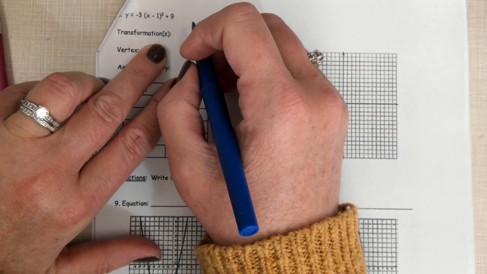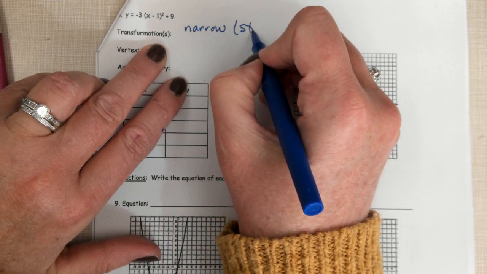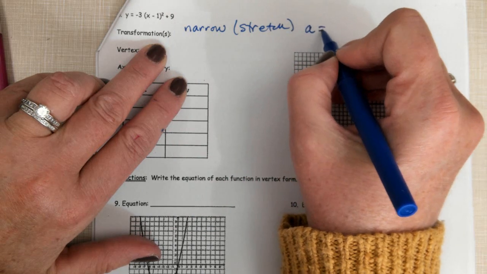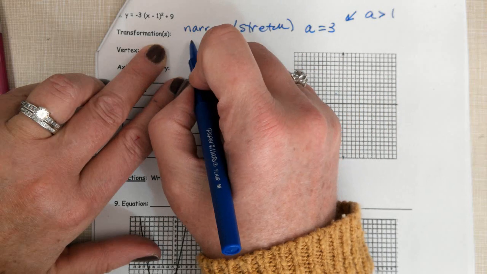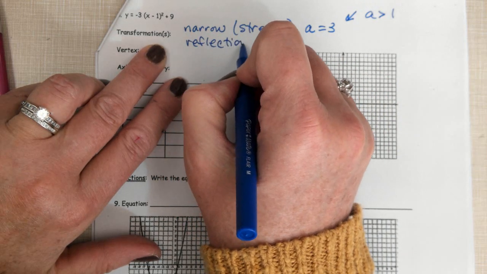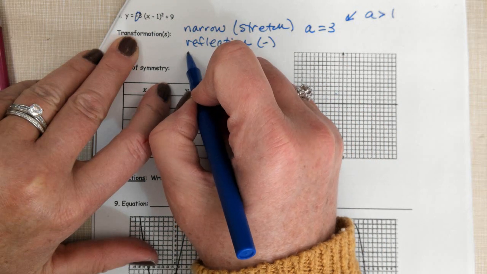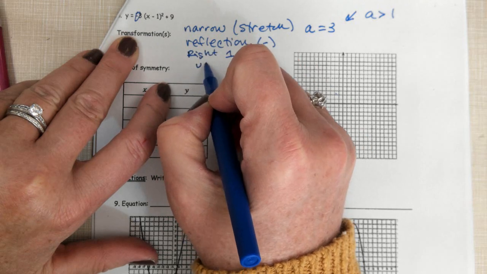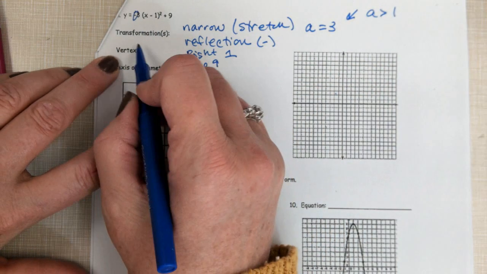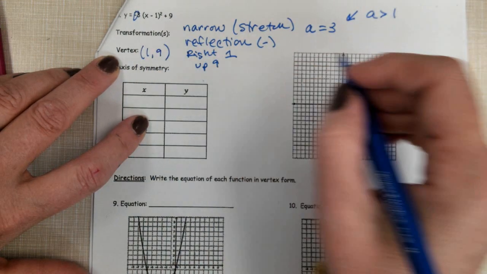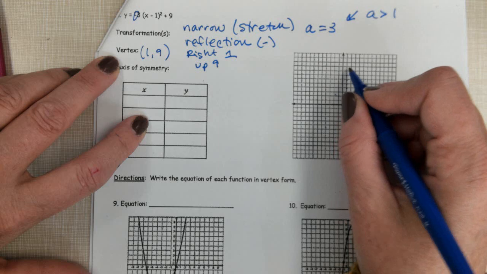All right, so transformations. Now we're getting quicker. It's going to be narrower. Why is it going to be narrower? We call that a stretch because a is equal to 3 and 3 is greater than 1. You've got a reflection. Why is it a reflection? Because of the negative. And then we've got a shift right 1 and up 9. Okay? So that makes the vertex (1, 9), and it's going to be at a maximum.